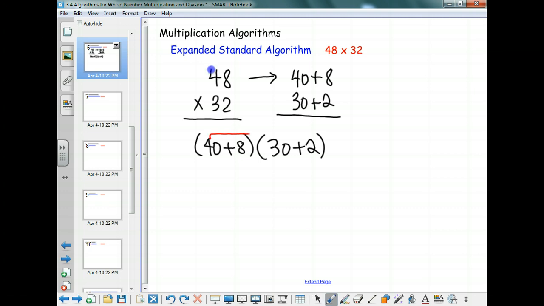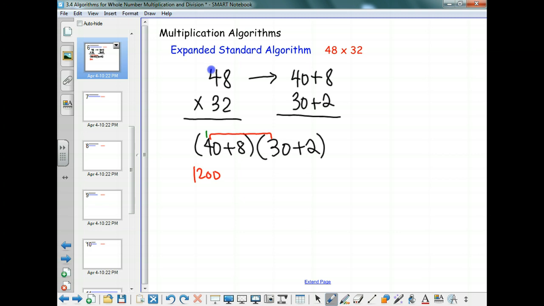Multiply the first terms together. I'm going to show it to you in this form because I think this is the one your book uses. And then I'm going to show you another form here in a minute too. It's going to look a little bit more like our standard algorithm. And then I'm going to show you yet one more form that's extremely visual and it's very appealing to me. Maybe you like it too, I don't know. All right, so what's 40 times 30? 1,200.